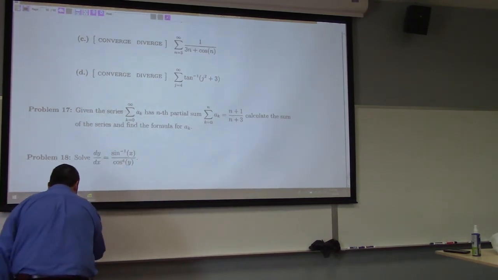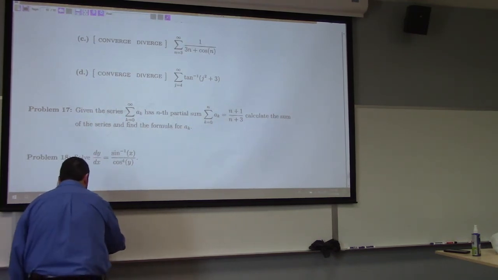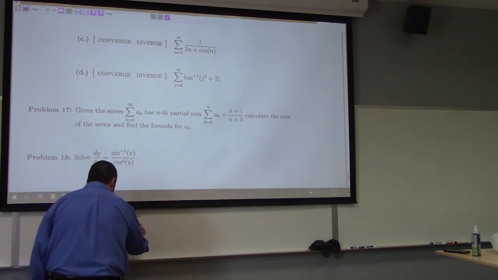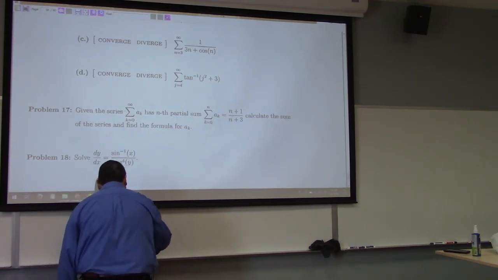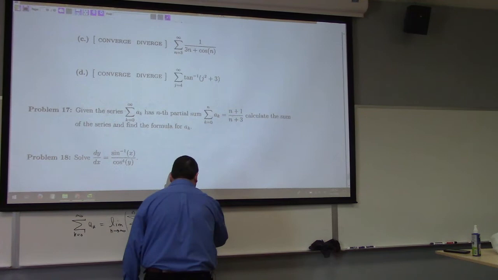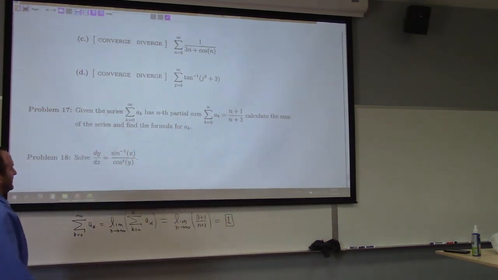So the sum k equals 0 to infinity of a sub k is equal to the limit as n goes to infinity of the sum k equals 0 to n of a sub k. But I gave you that the nth partial sum was what? n plus 1 over n plus 3. Which means that the series converges to 1. So that's the sum of the series, 1.